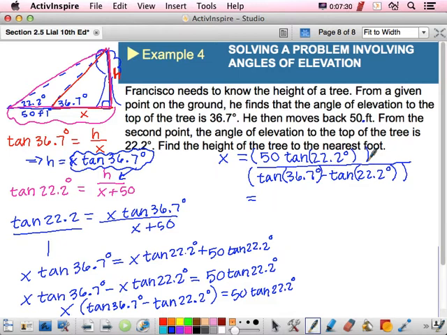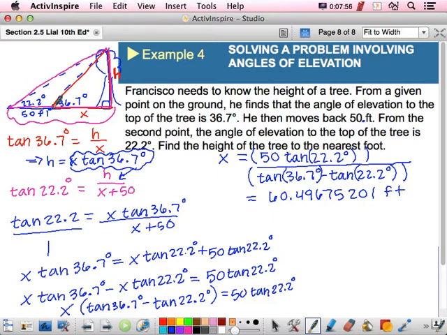Okay, so we typed that in, and what I got was that x was 60.49675201, and that is in feet. Okay, so that's my x. Unfortunately, I didn't ask you to find x. X is the distance from the tree to where Francisco stood this first time. I want you to find the height of the tree.